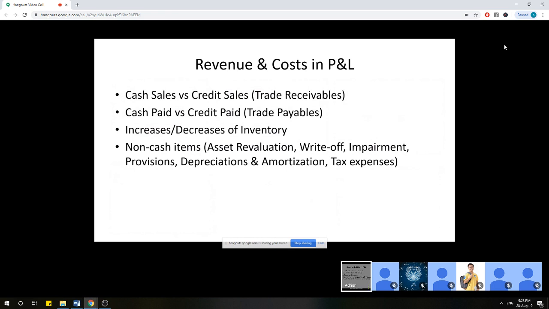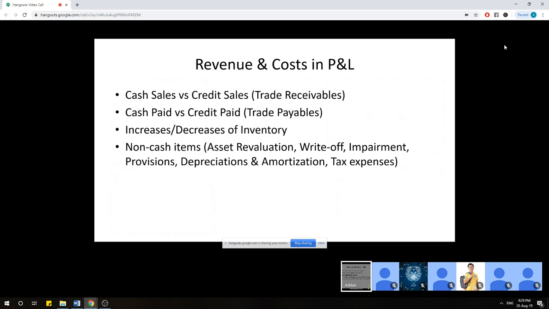in revenue and cost in P&L, you also have other non-cash items such as asset revaluation. For example, maybe you are in the nasi lemak business, and you own the restaurant, but in 1 year the price of the restaurant, meaning the land or the shop, increases. So in P&L, we have an asset revaluation. Maybe because your shop increased in price, you have an asset revaluation in your P&L, for example an increase of 1 million. But this one is not cash.